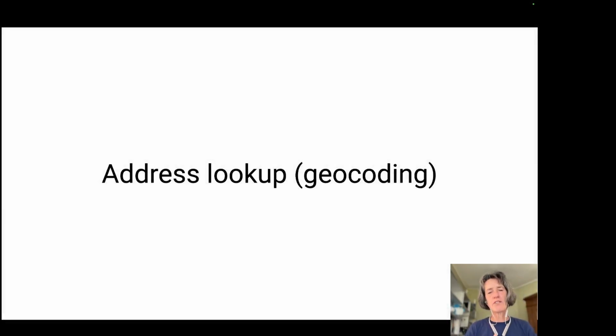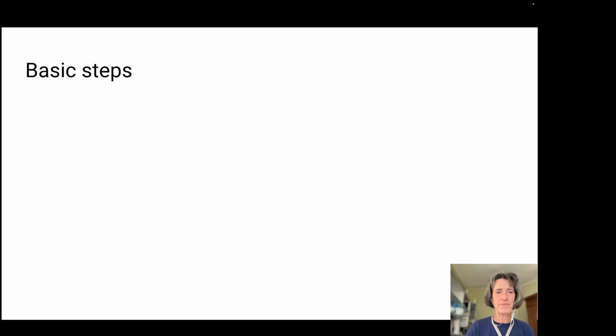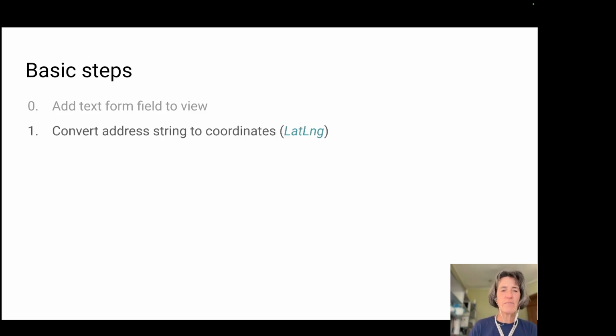All right, moving on to the next thing, address lookup or geocoding. There are 5 different steps now. The first one I will not mention anymore, which is basically capturing the address. So that's like adding a form field to your view that allows the user to enter an address and hit submit. Once submit is hit, we have an address string that needs to be converted to coordinates, lat long. Then we have the new coordinates. We need to create a marker at that position.